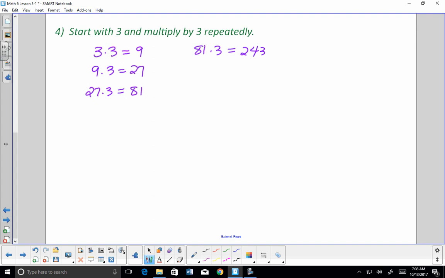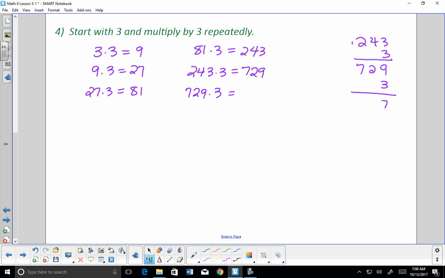243 times 3, let's see, I might have to do that off to the side here. 3 times 3 is 9, 4 times 3 is 12, 3 times 2 is 6, 729. And then 729 times 3. 5 times 3 is 27, 3 times 2 is 6, 8, 2,187.